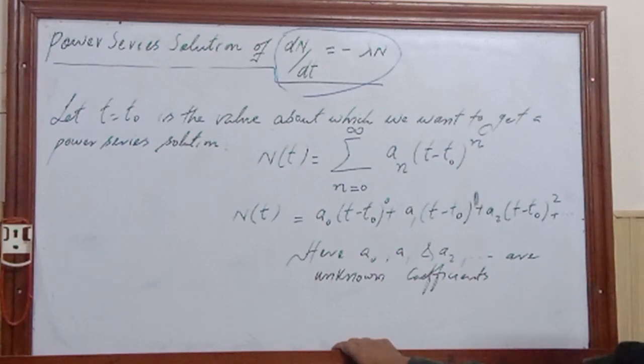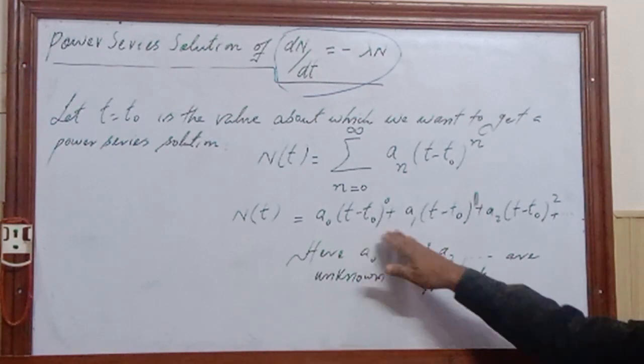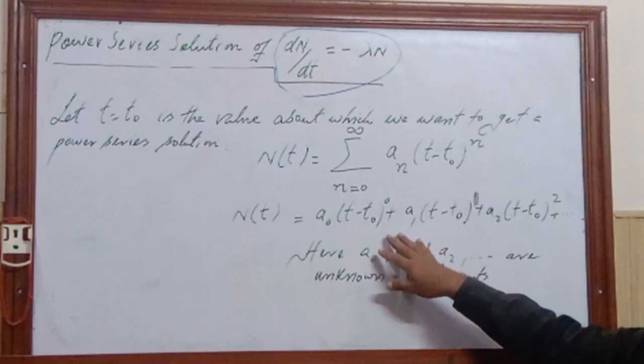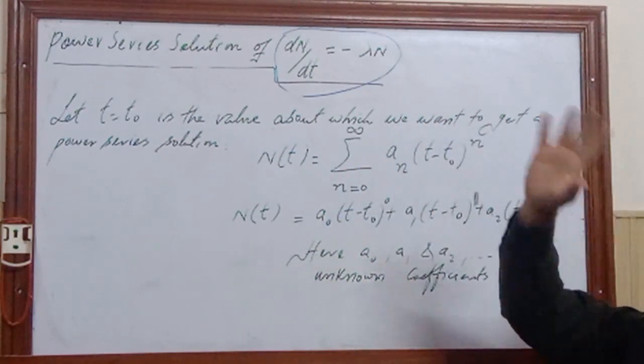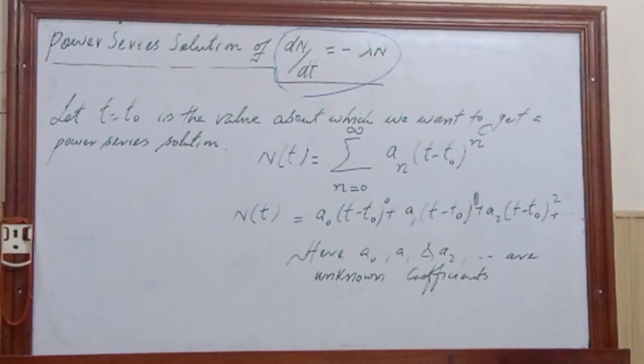Now from here we move on. The unknown coefficients can be found by putting this power series into the differential equation and using the given initial conditions or boundary conditions, so we can find the values of the unknown coefficients a naught, a1, and so on. There are also special examples of the power series, for example, the Taylor series. And a special case of Taylor series is the Maclaurin series.